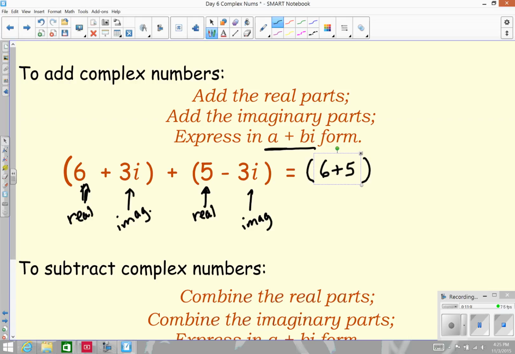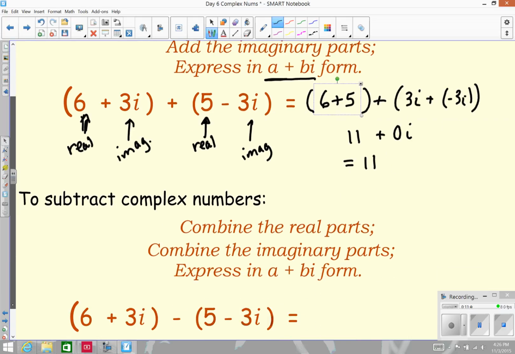So I'm going to add my reals, and I'm going to add my imaginaries. 3i plus a negative 3i, which is going to give me a total of 11 plus, now 3i plus a negative 3i is going to cancel out, and I have 0i, but I can write that as 11, which is entirely a real number, but still a complex number in that it can be expressed as 11 plus 0i. So that's enough on adding those. Let's go and look at how we're going to subtract these things.